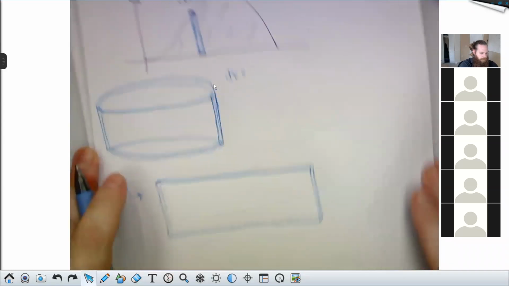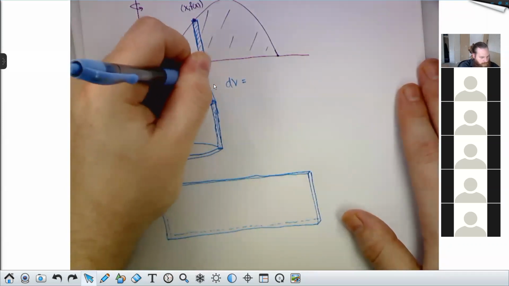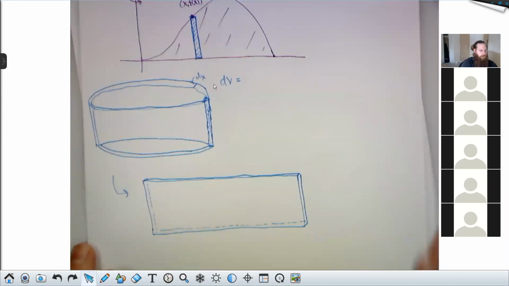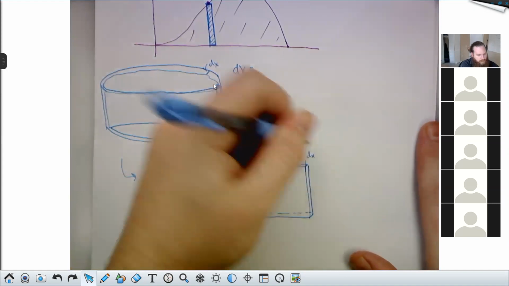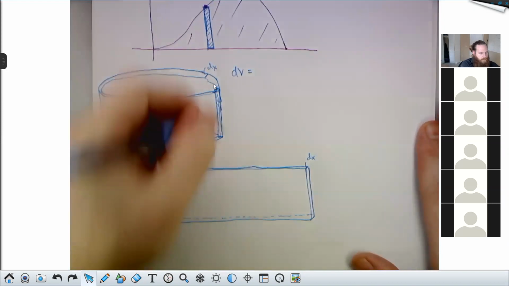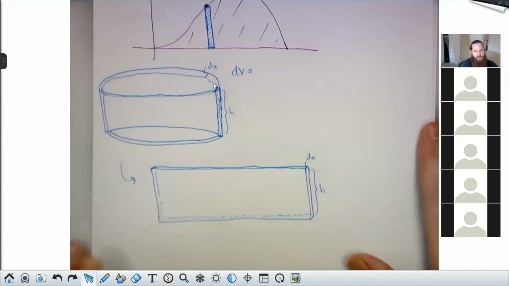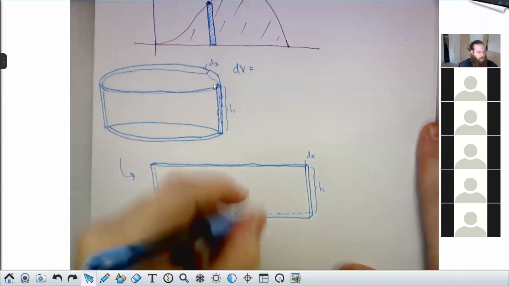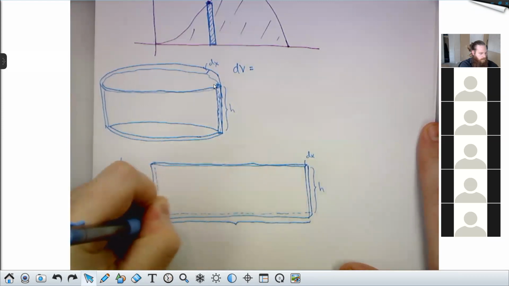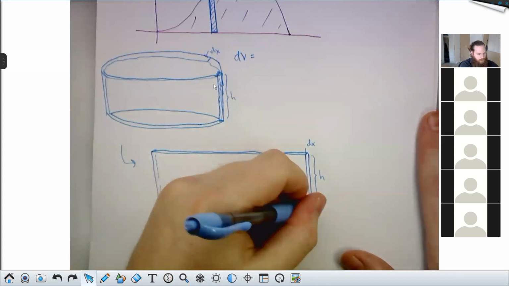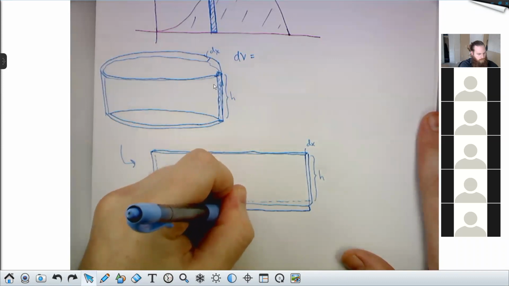Right? Now the wall thickness here, this is dx. It's the thickness of that strip. So this dimension here, this thickness is dx. The height of my cylindrical shell here, h, is the height of my rectangular prism here. I'll call that h. What is this dimension? That's the distance from the origin to the strip times two.